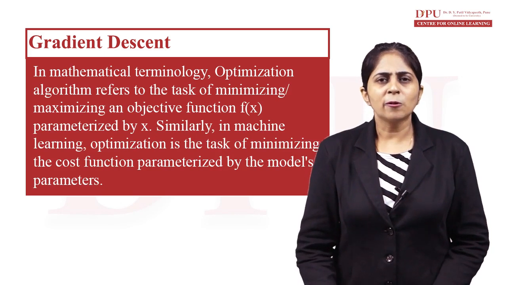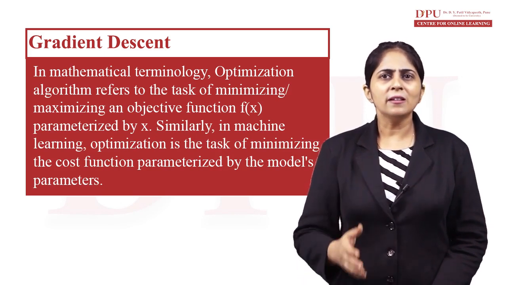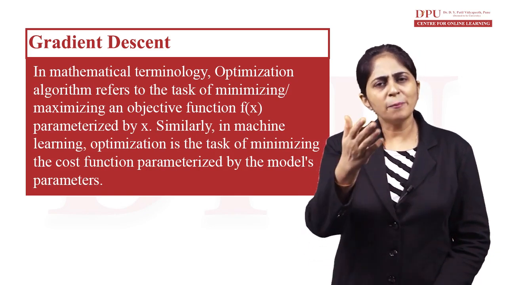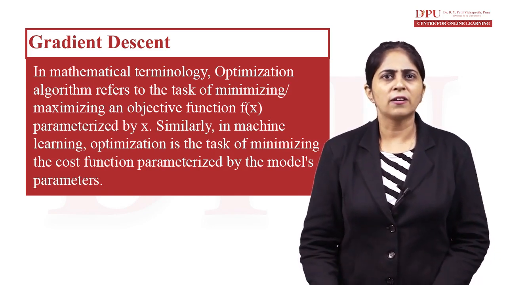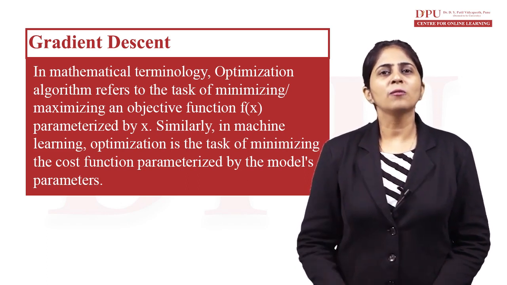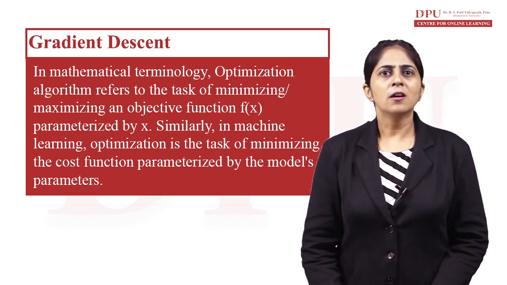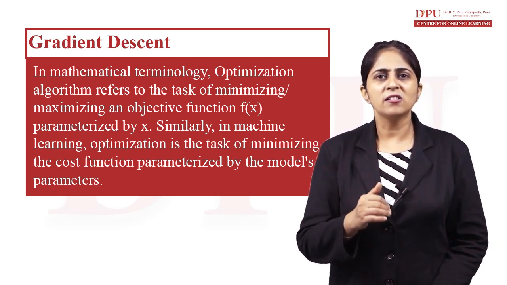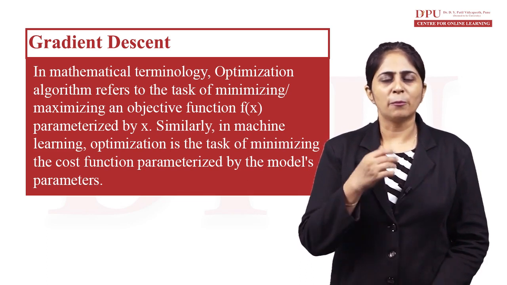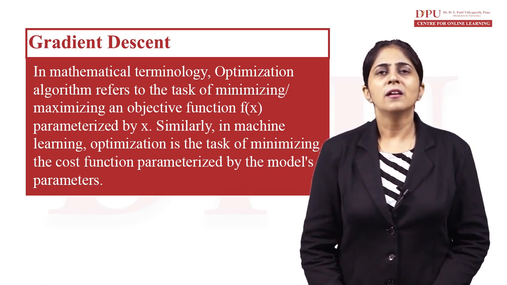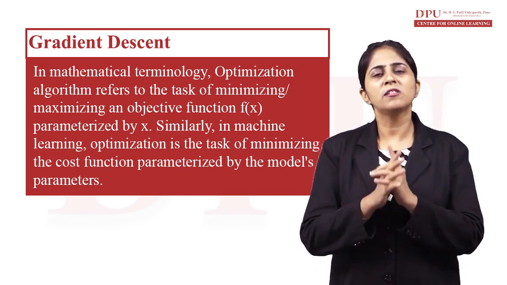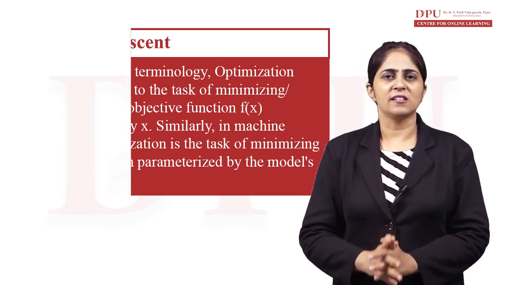In mathematical terminology, we say that an optimization algorithm refers to the task of minimizing or maximizing the objective function f(x) parameterized by x. That is what we have in the mathematical terms. So in machine learning, optimization is the task of minimizing this function which is parameterized by our model. There we are using the optimization algorithm known as gradient descent.